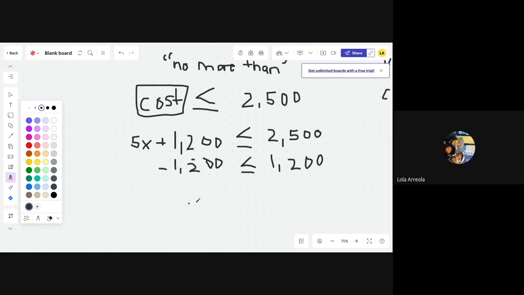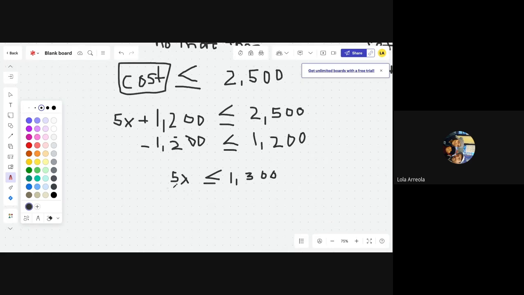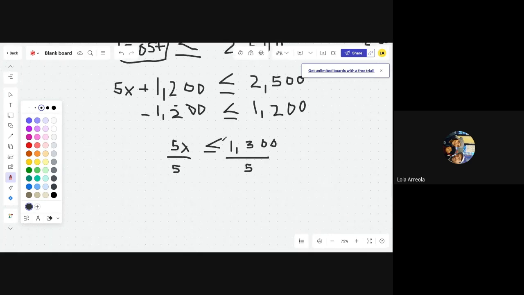So now I have 5x is less than or equal to 1,300. And again, my goal is to isolate x. I'm trying to figure out how many burgers I would need to sell to reach my max limit. Okay. Notice I don't have to flip the sign because I'm not dividing or multiplying by a negative. So that Pac-Man symbol is still staying the same. So now I got x by itself.